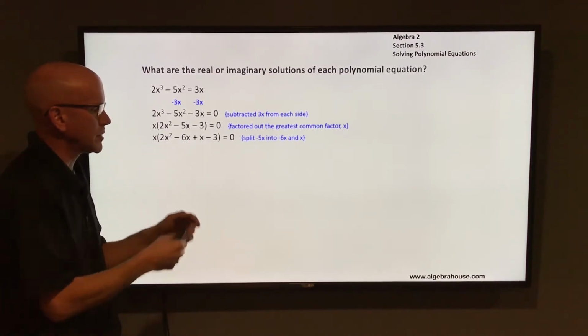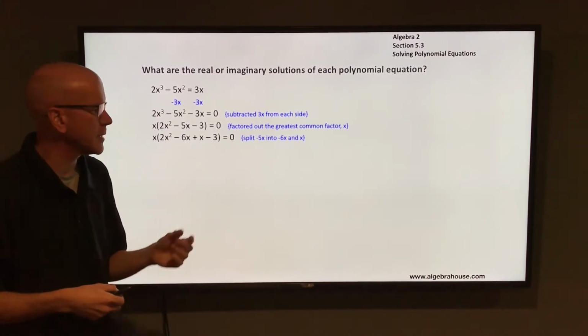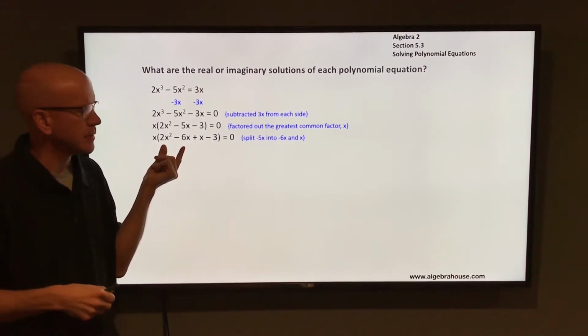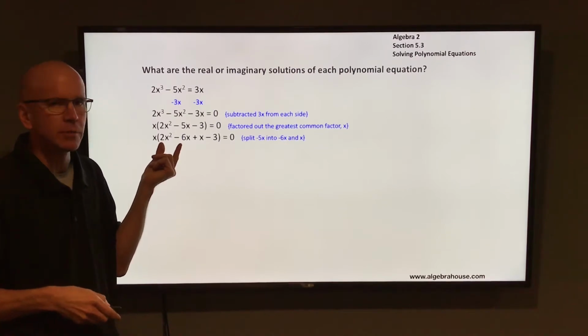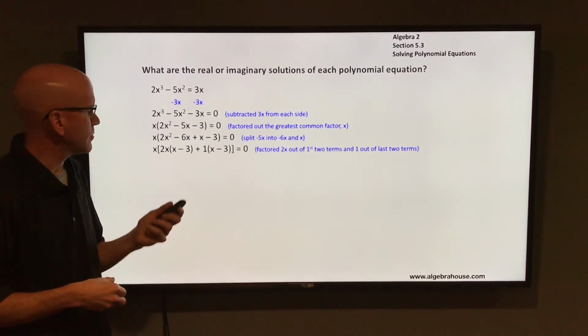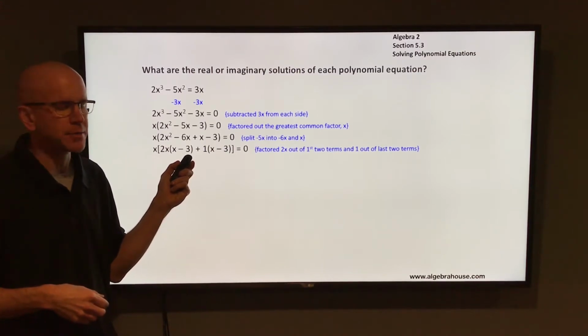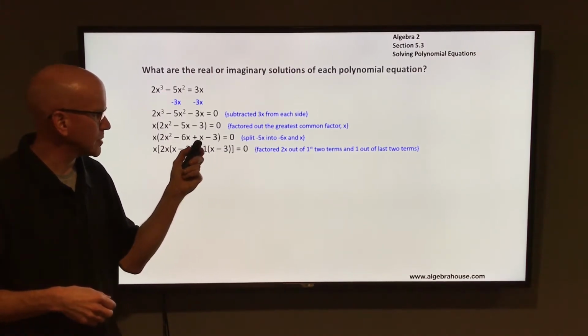Now inside the parentheses, continue factoring by grouping. Group those first two terms together and factor out a common factor. The common factor to those first two terms would be 2x. So if you take a 2x out of those first two terms, you're left with x minus 3 in parentheses. Then group the last two terms together, the x minus 3.